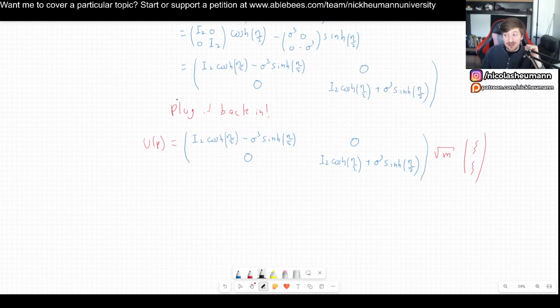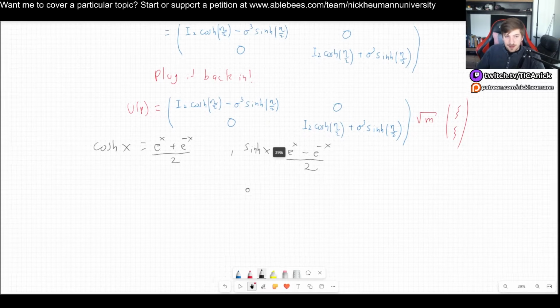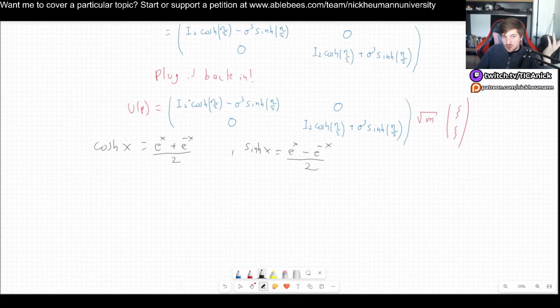But they actually have a lot in common, because we know that the hyperbolic cosine of x is e to the x plus e to the minus x over 2, and we know that the hyperbolic sine of x is e to the x minus e to the minus x over 2. Okay, so with that in mind, we can rewrite what we have over there. So we have u of p, this is going to be.